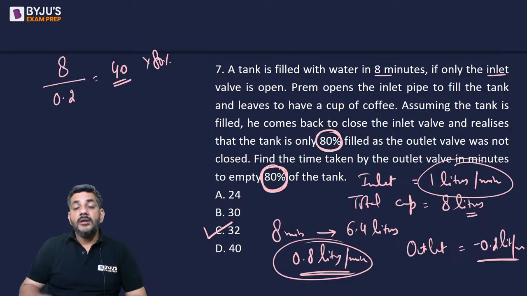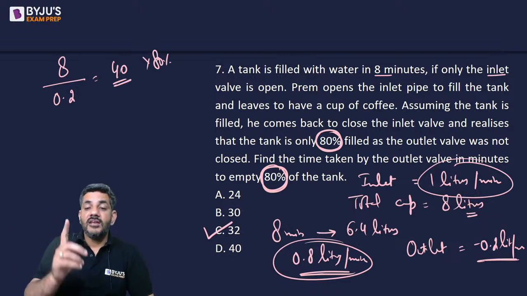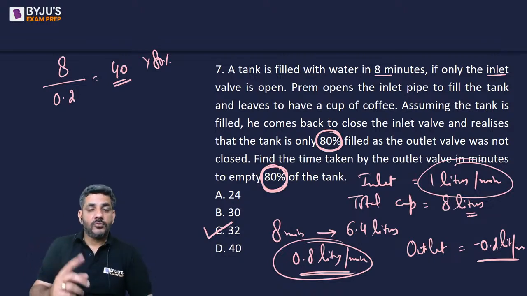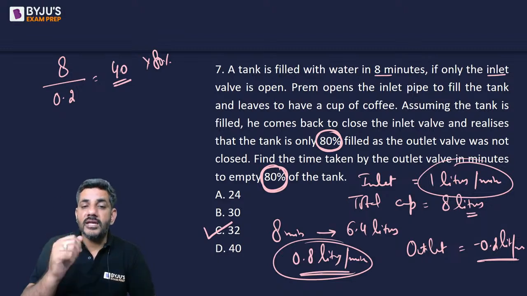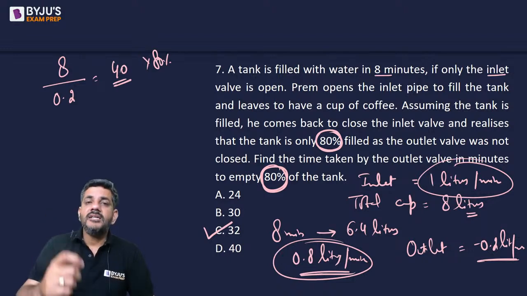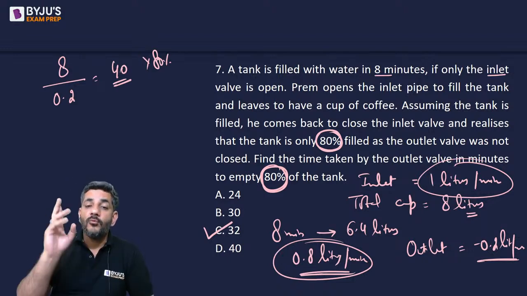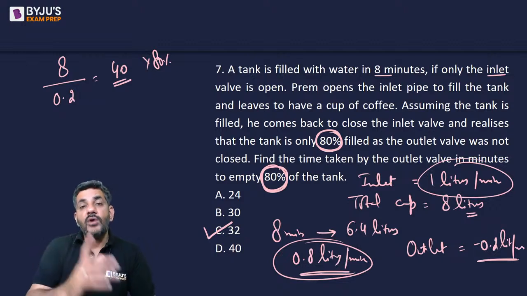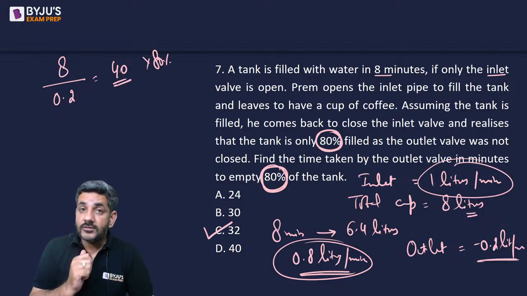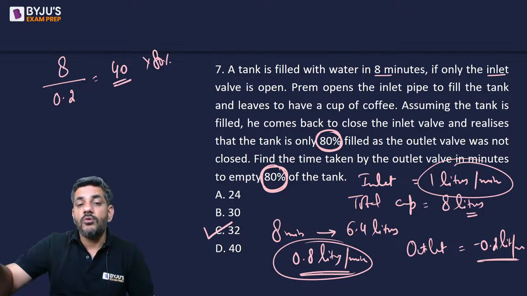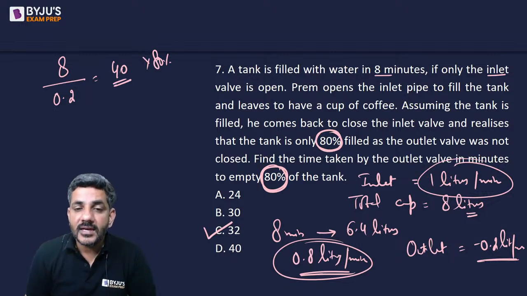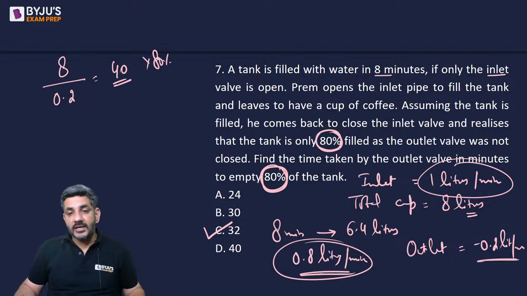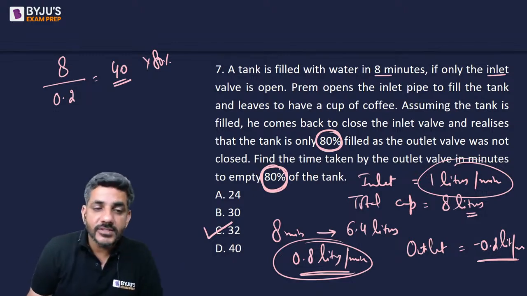मैं एक बार फिर बोल देता हूं. We assumed that the inlet valve can fill 1 liter in a minute, तो इसका मतलब टोटल कैपेसिटी 8 liters है, because it can fill it in 8 minutes. But in 8 minutes we saw only 80% was filled, that is 80% of 8 liters, 6.4. So if in 8 minutes 6.4 was filled, that means every minute 0.8 was filled. अब हर मिनट में 0.8 फिल कर रहा है, जबकि करना चाहिए 1 इनलेट को. So 0.2 कहां गया? The outlet took out 0.2 every minute. So if outlet can take out 0.2 every minute, so 8 liters can be taken out in 40 minutes, or 80% of the tank can be emptied in 80% of the time, which is equal to 32.